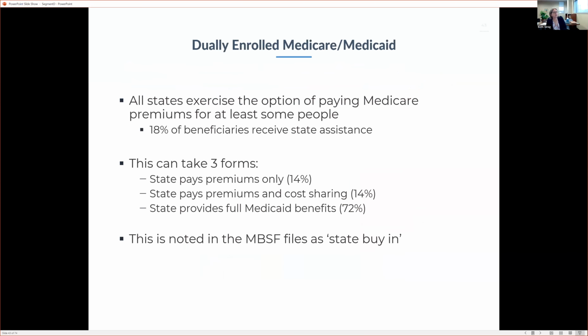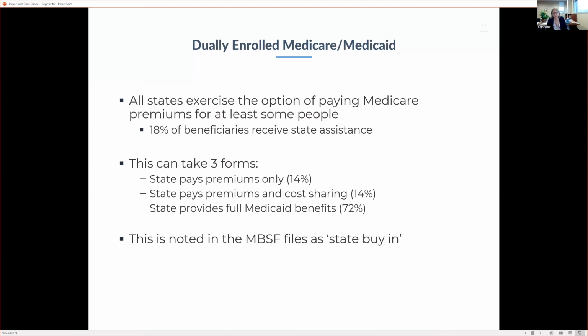Now, we talked earlier today about dual enrolled Medicare and Medicaid. Remember, every state exercises the option of paying the Medicare premiums for at least some people. About 18% overall, and we pointed out earlier that it varies by state, receives some state assistance. The state assistance can be in three forms, roughly. The state pays the Part B premiums. The state pays the premiums plus cost sharing, that's copays and deductibles, or the state provides full Medicaid benefits. The last one is the most common, but the other two are also important.